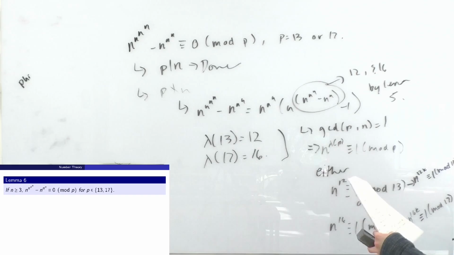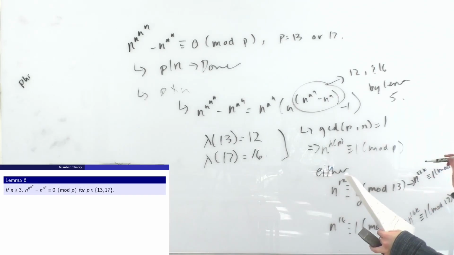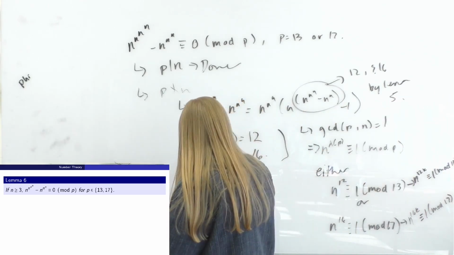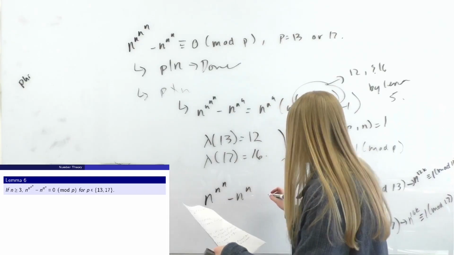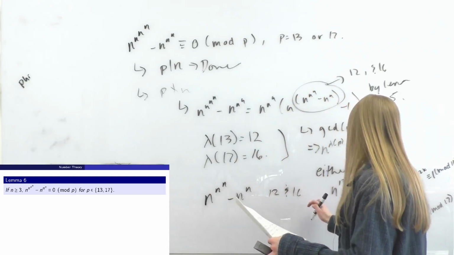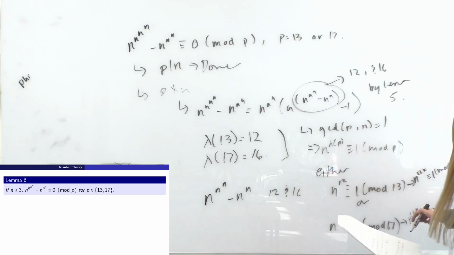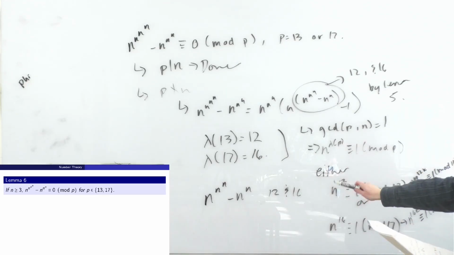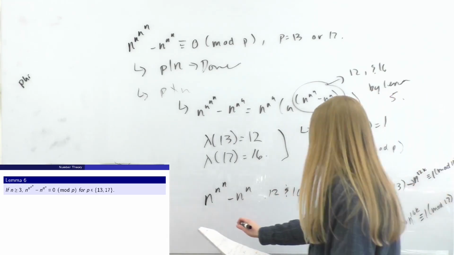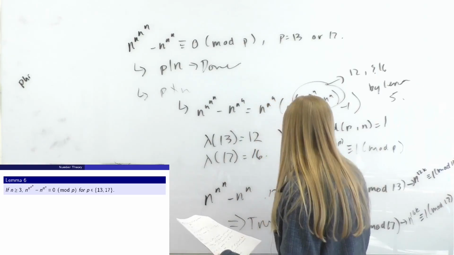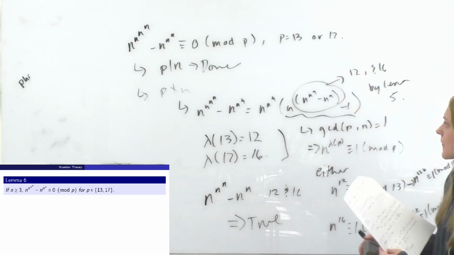Okay, so note that there's a lot of n's going on. N to the n to the n minus n to the n is a multiple of 12 and 16 by a previous lemma. I don't remember which one, but take my word for it. So we know this is divisible by 12 and 16. We have these two pieces. Thus, this is true because this is now divisible by 13 or 17.